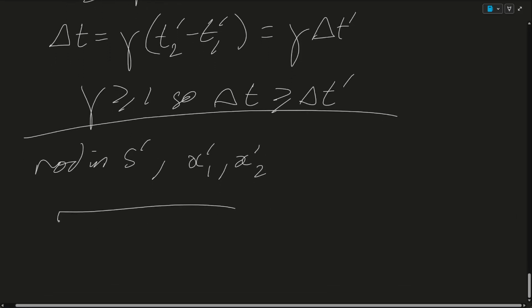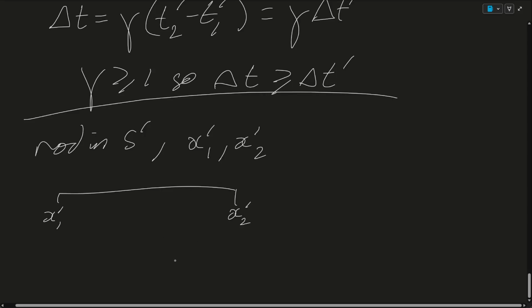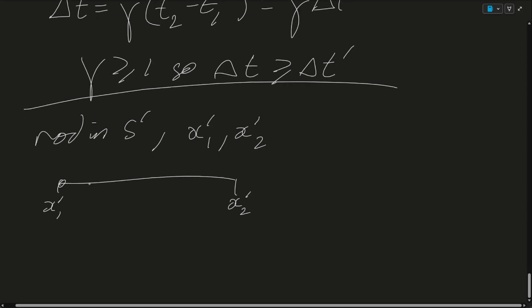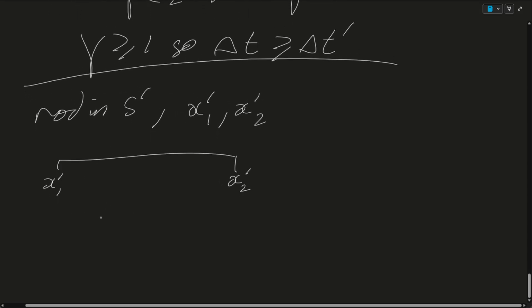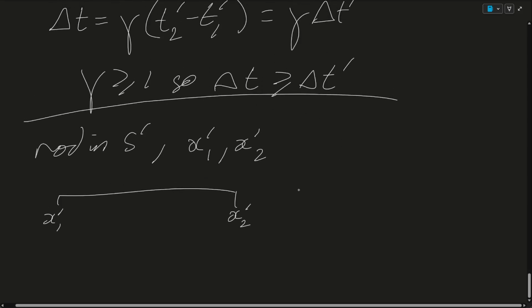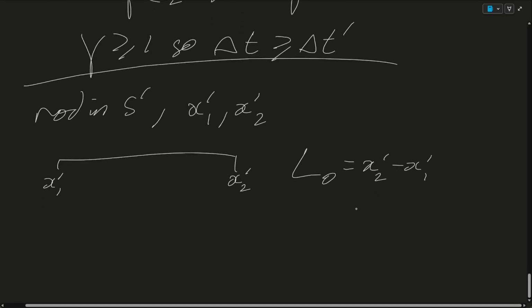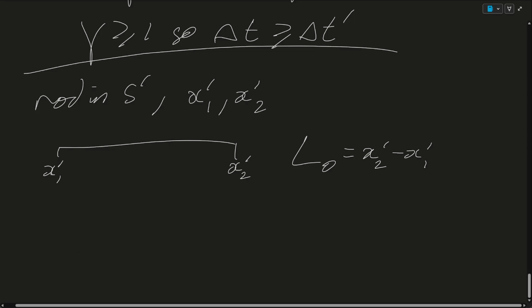x1 dash, x2 dash. This is our rod. It's literally just a rod. So it has a length. So we have length L naught, that being the initial length, being x2 dash minus x1 dash. Now let's measure that in S and see what happens.